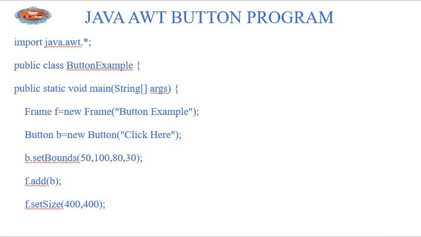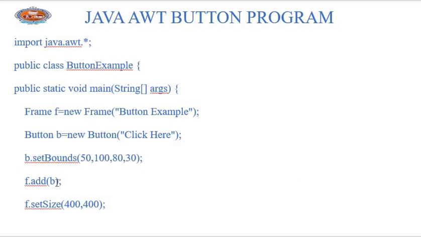Okay, example program. First the AWT package. Next one is public class. Class name is ButtonExample. Class open. Next one is main method. Main method open. Here we can write Frame f equal to new Frame of ButtonExample. So here Button b is equal to new Button of click here. So the button is the click here button. Next b dot setBounds. Here the bounds of the button are 50, 100, 80 and 30. This is the size of the button. Okay, set the bounds.